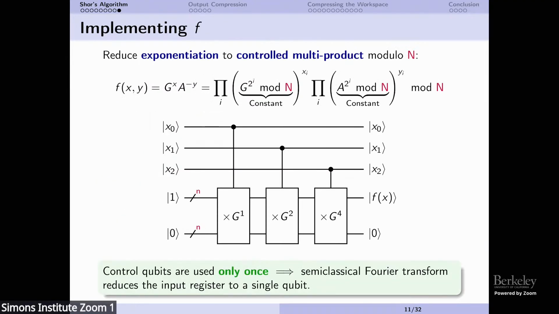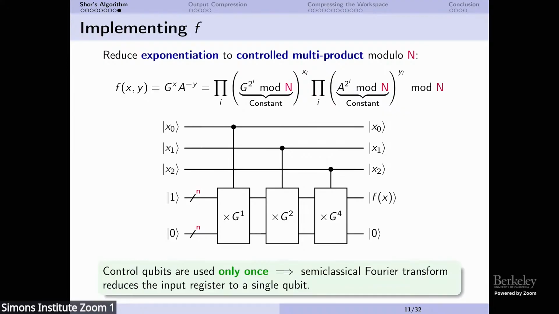Usually what we do is we reduce exponentiation modulo n to a controlled multi-product where we simply pre-compute powers of the numbers that we are supposed to exponentiate. And then, depending on the bits of our input register, we control products by constants in some accumulator. So the accumulator, which starts at 1, of course, we'll control a product by the value g, and then g squared, and then g4, and so on.